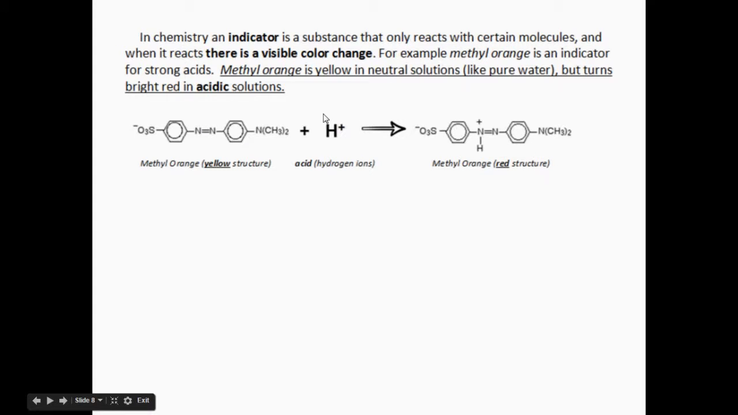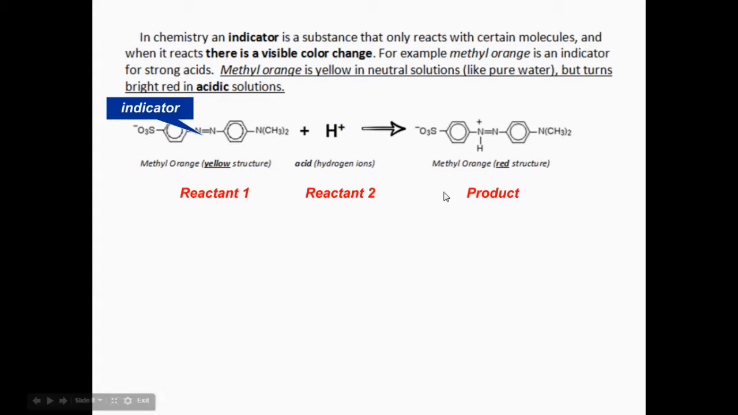But if you add acid to methyl orange, well, then the methyl orange and the acid become the reactants in this reaction, and they make this product, which is red. Okay, so this is the indicator chemical, and when it's mixed with acid, it turns from yellow to red. The reaction proceeds if this methyl orange mixes with acid, and they can then become reactants, and the product is methyl orange with an extra hydrogen added to it, which has a red color to it.